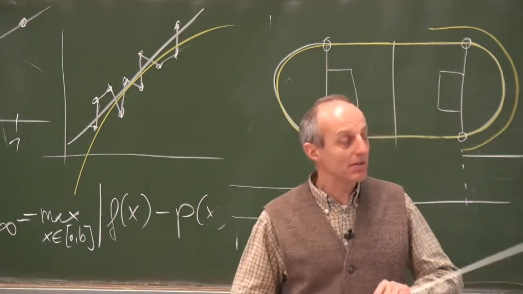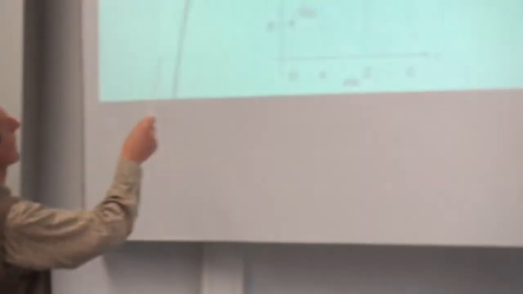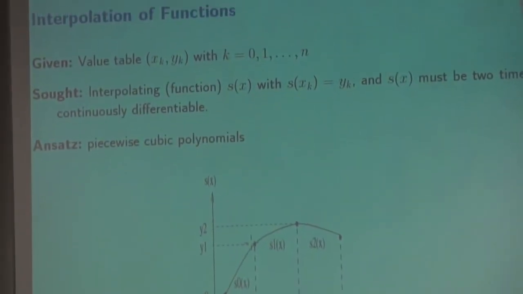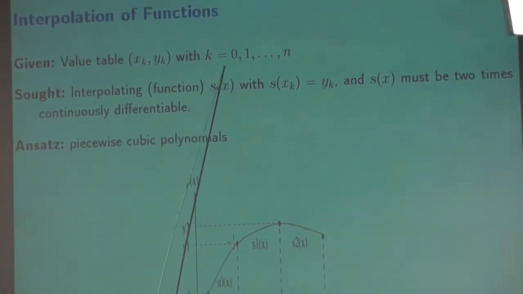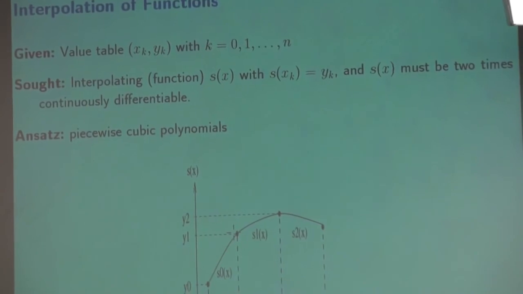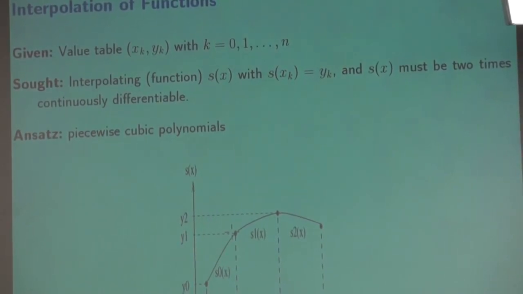Okay, and these are our requirements. Given is again a value table with, be careful, that's important for the following formulas, n plus 1 points from 0 to n. Now we are looking for an interpolating spline function s of x with s of xk equal to yk, so still we have to hit all the points. And s of x must be 2 times continuously differentiable. And now our ansatz is piecewise cubic polynomials.